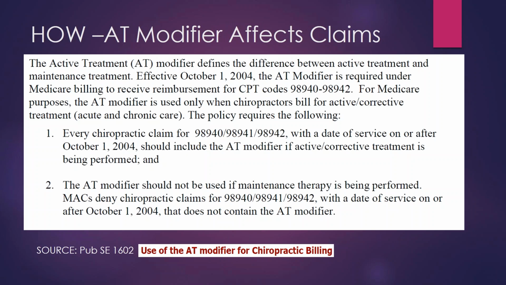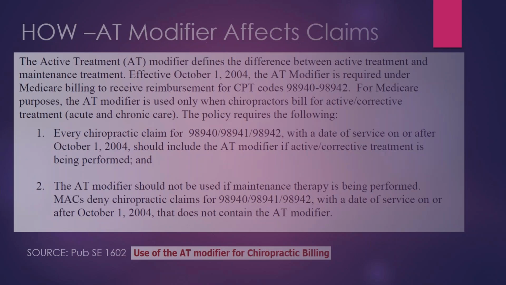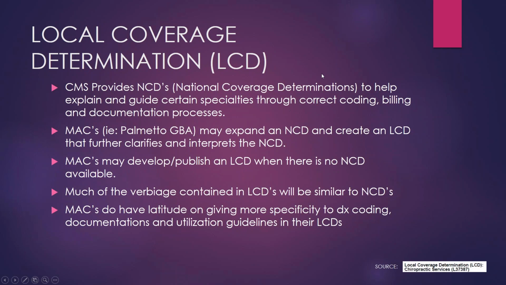Now, how AT modifiers will affect claims: for the 3 spinal manipulation codes that you bill, in order for Medicare to consider them for payment as medically necessary, you must append them with an AT modifier. The AT modifier should not be used if the therapy is maintenance therapy, or if you are billing them because the patient has chosen option 1 on their ABN form. At the end of the call today, we're going to talk about the ABN forms and the practical applications of how to use them. So you can bill 3 codes. If you bill them to Medicare as active treatment, you have to use the AT modifiers, or Medicare will not pay them. Medicare pays based on the billing and treatment parameters outlined in the local coverage determination document.